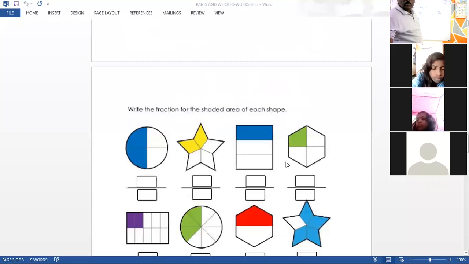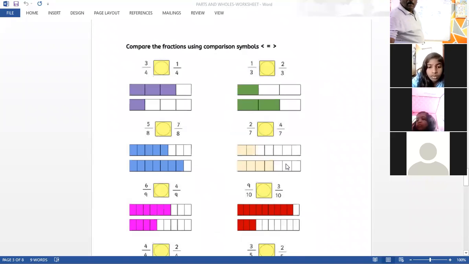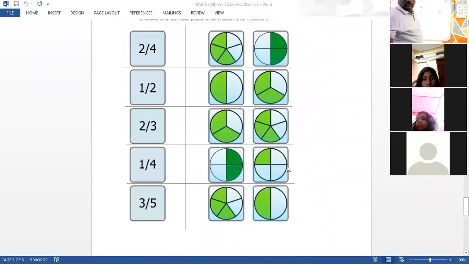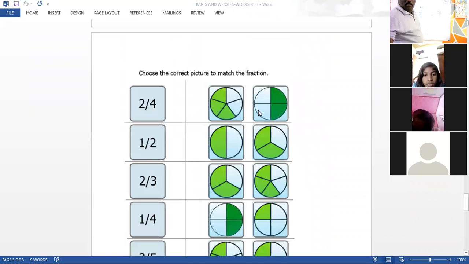This also has coloring and comparison. Here, 2 by 4, which is correct? Out of these 2 circles, 1 by 2, which is correct? 1 by 2 means out of 2 parts, 1 part is colored. So the first one is the right answer. Like this.